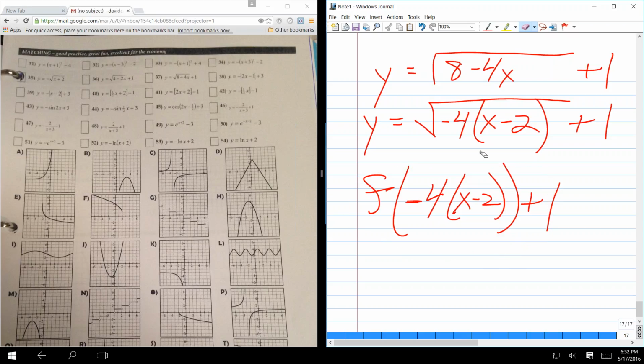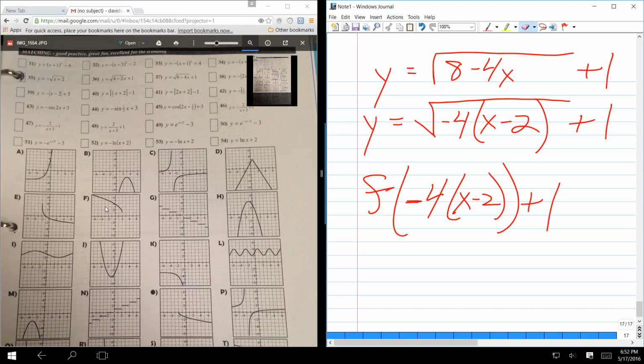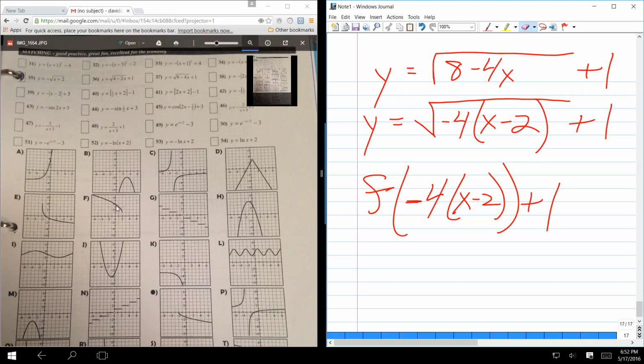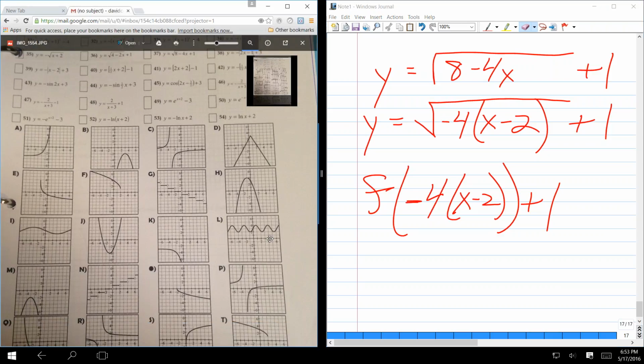And this has a compression factor of 4. What does that tell me? It's going to be horizontally compressed more. More, which means this 37 has to be F, and 36 is T. Now, if I wasn't completely sure, I can certainly fill in a point. I can tell that when x is 0 on F, y is 4. Whereas on T, that's not true.